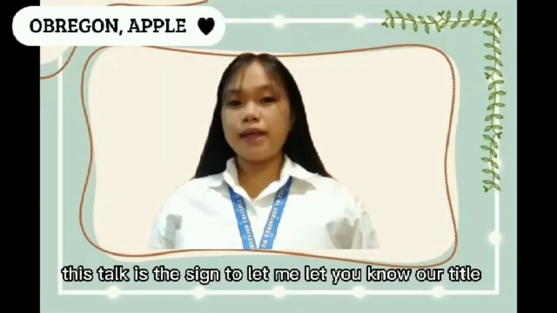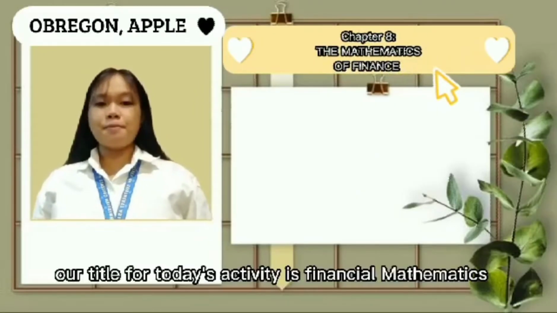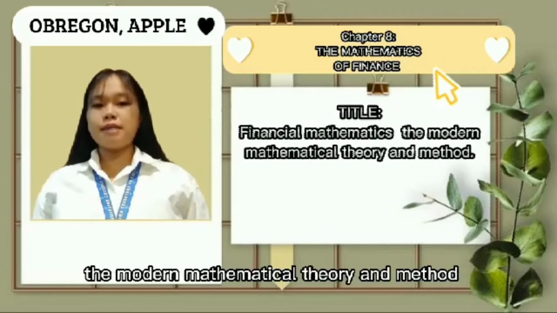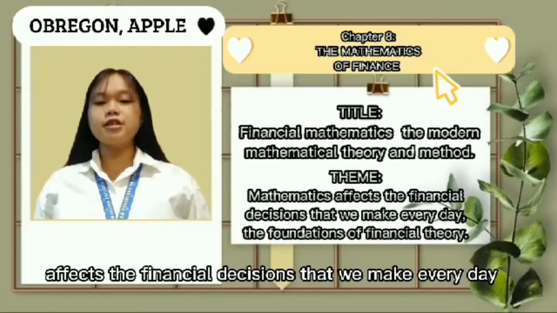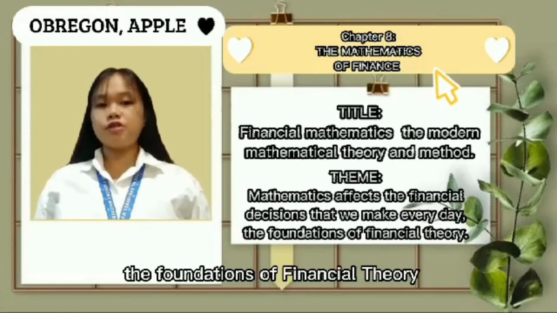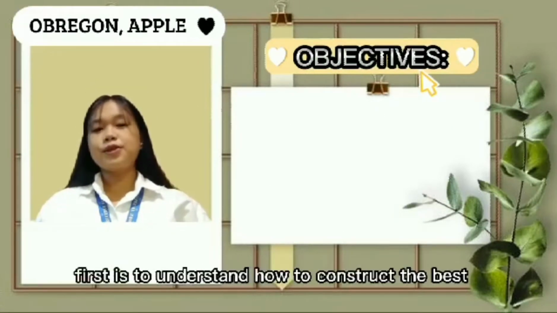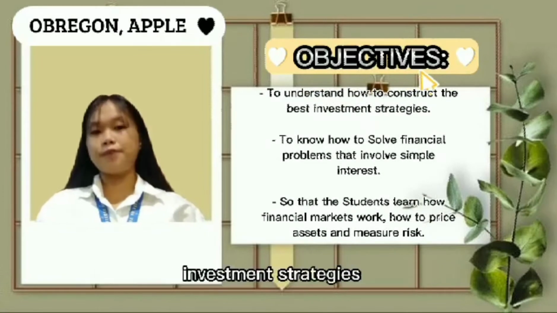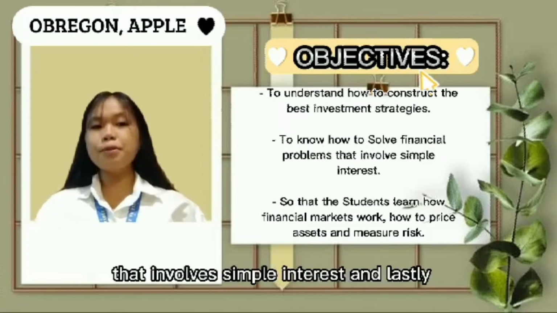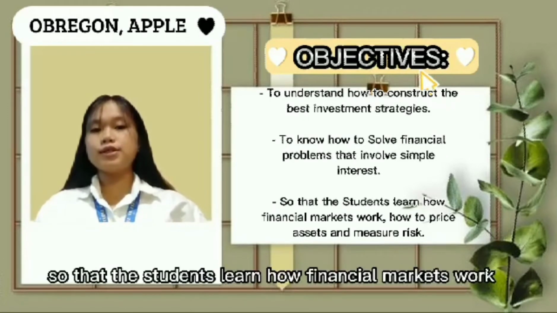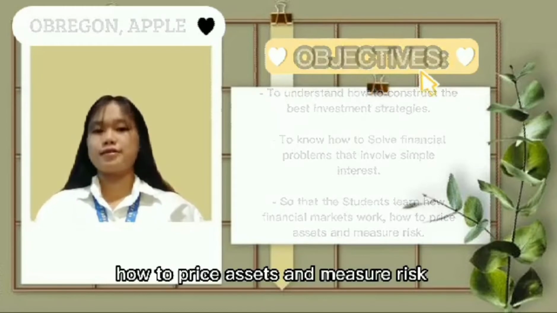This talk is designed to let you know our title, theme, and objectives. Our title for today's activity is Financial Mathematics, the Modern Mathematical Theory and Method, with the theme of Mathematics Affects the Financial Decisions That We Make Every Day, the Foundations of Financial Theory. For our objectives, first is to understand how to construct the best investment strategies. Secondly, to know how to solve financial problems that involve simple interest, and lastly, so that the students learn how financial markets work, how to price assets and measure risk.